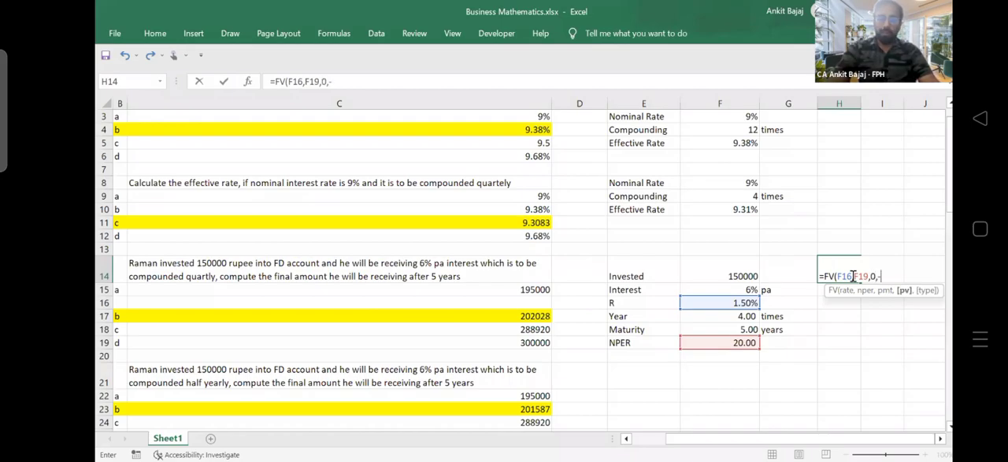After that, what is the invested amount or present value? Present value is 1,50,000, then comma 0, right? Then close the bracket. And here the answer is going to be 2,02,028 rupees, right?